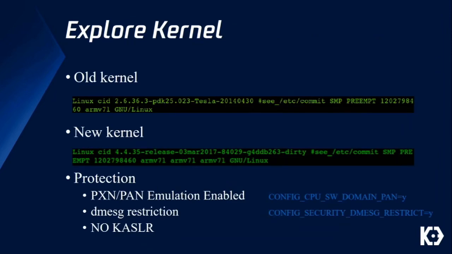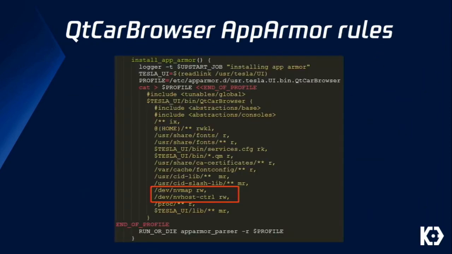So our workmate Nielsen decided to find our own privilege escalation vulnerability. Today he can't be here, so I'm going to help him introduce this part of the research. According to the AppArmor rules of the browser, the device files nvmap and nvhost-ctrl can be accessed by the browser. So we mainly focus on the nvmap.